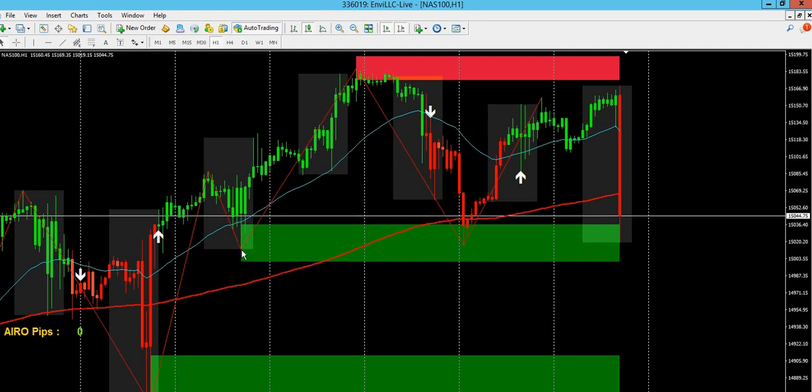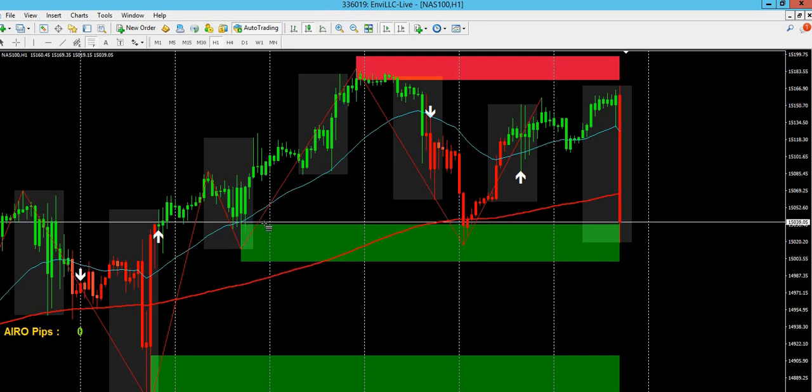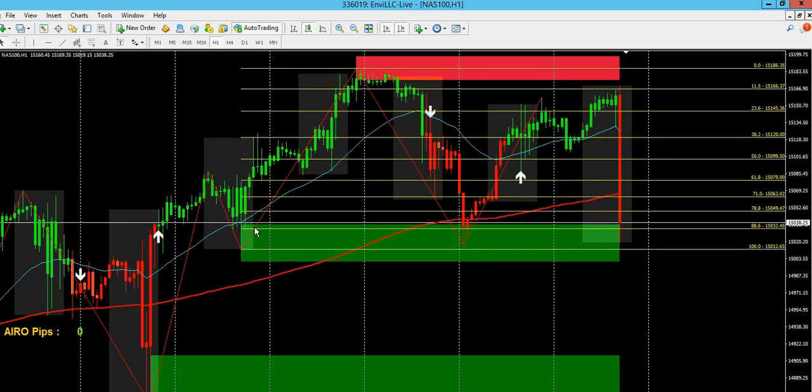What I did was I drew my fib. You're going to use the Fibonacci retracement tool. Click on it. Start from the low. Here's a previous zigzag that was going up. You start from the low at that point to the high. There you go. Utilizing the zigzag to draw it.